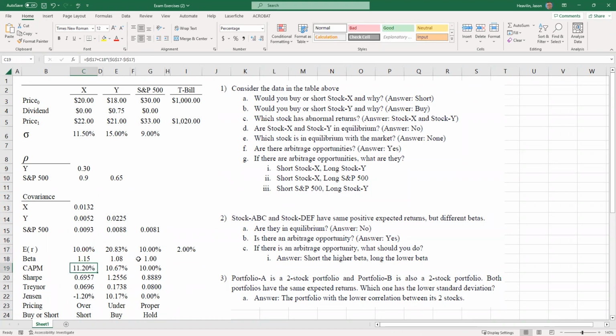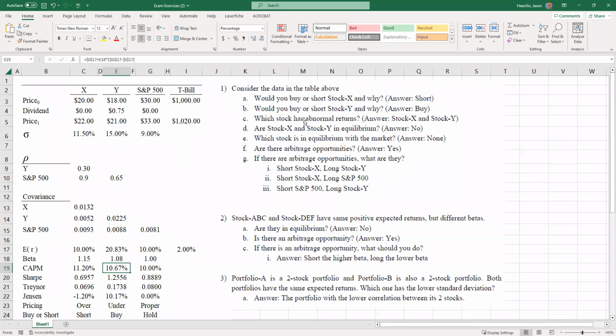Now, you are not going to have to write these answers like that on the exam. You just have multiple choice questions, and you have to pick the one that expresses that. Would you buy or short stock Y? The answer is you buy it, for what we said is underpriced. Why is it underpriced? Jensen Alpha is positive, or you can say this is much higher than that. We already went through that.